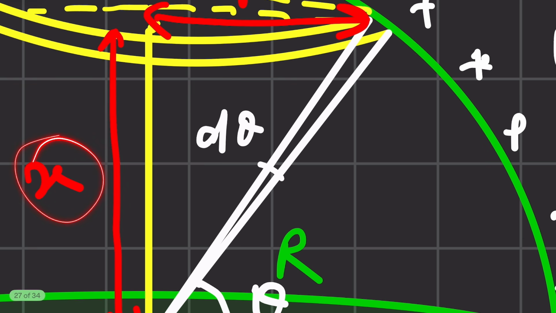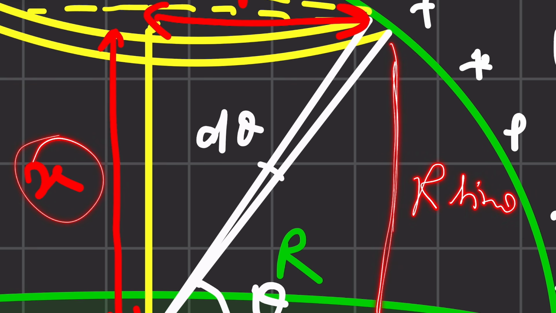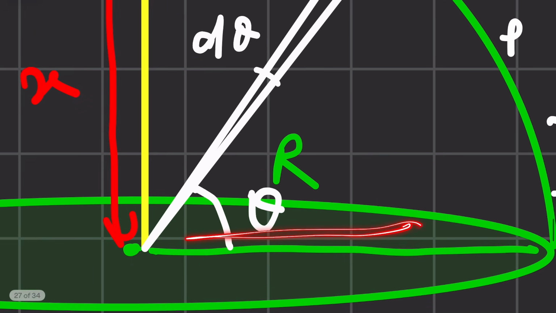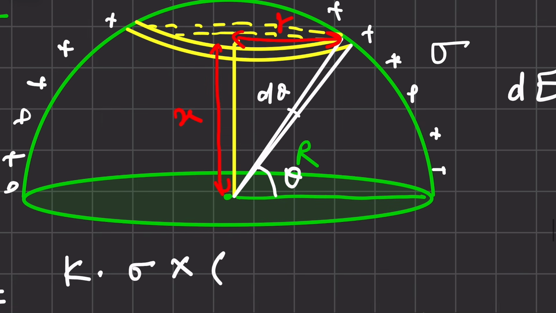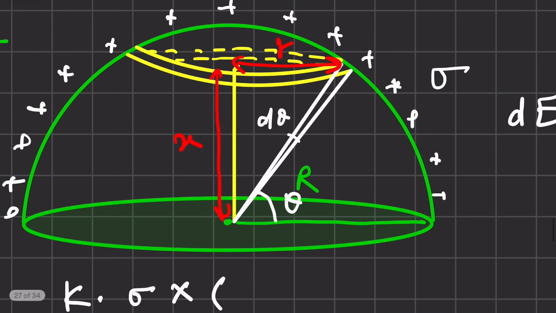So x will become r sine theta, and the radius will become r cos theta. I hope you're getting my point. So I'm going from very fundamental to explain everything guys. And the width of this ring element is going to be r d theta, because that is the arc that is going to form here, so this will be r d theta.